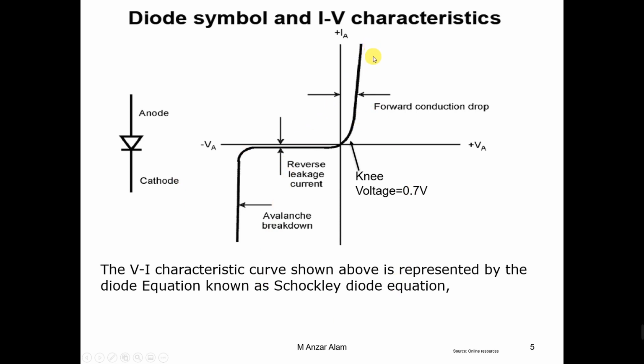This characteristic curve is governed by this equation, known as the Shockley equation. I think he was a scientist and engineer who developed it. Here VD is the diode voltage, N is a constant, VT is a constant, IS is the saturation current, the reverse saturation current, and ID is the diode current. We will study more in the next slide.